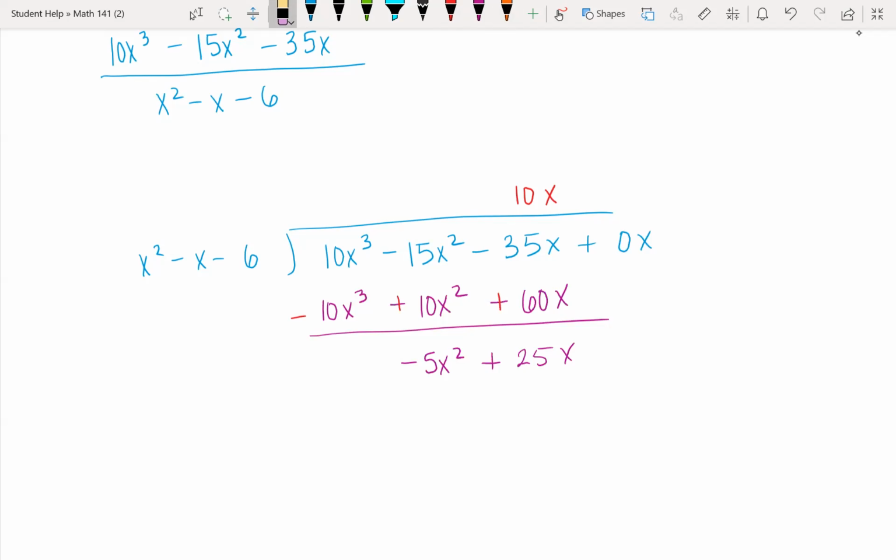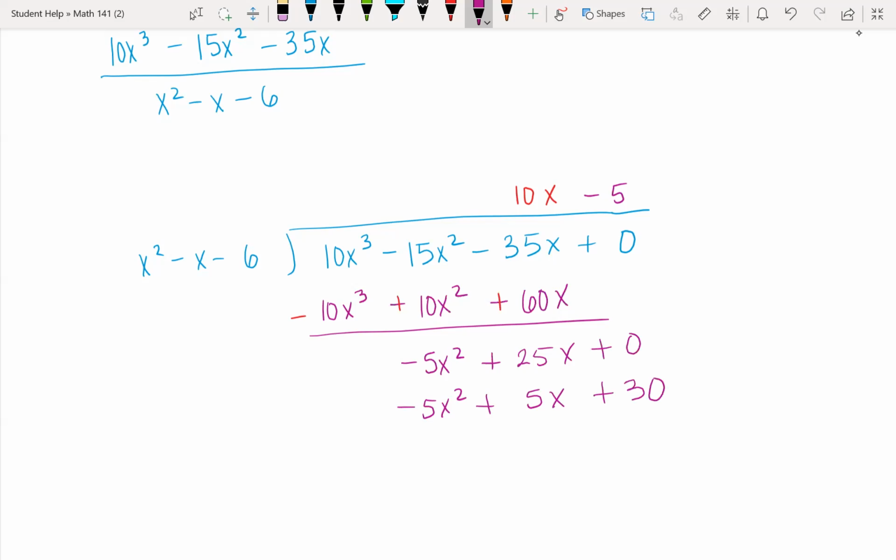Oh wait, no, it's going to be negative 5. I'm going to put that above the, this should not be 0x, this should be just a number, just 0. So this will be a minus 5. And then we multiply down, so that'll be negative 5x squared plus 5x plus 30.